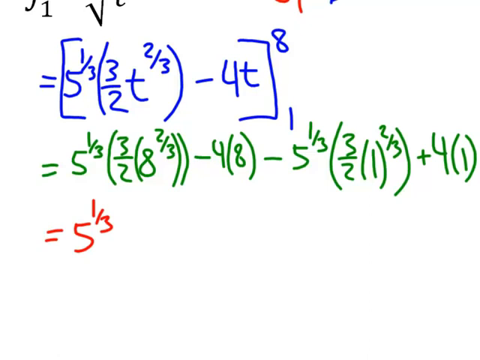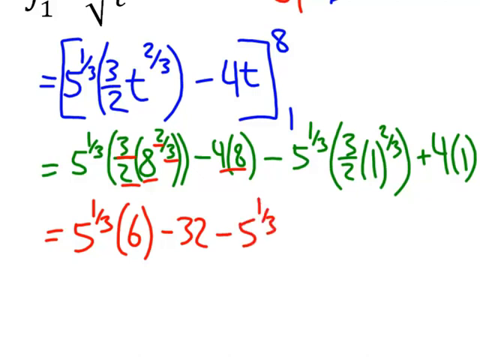So this is 5 to the 1/3, and again, 8 to the 1/3 would be 2, and then squared would be 4. 4 times 3 is 12, divided by 2 is 6. Minus 4 times 8, which is 32, minus 5 to the 1/3, and then times 3/2, plus 4. Okay, don't have a lot of choice. This 5 to the 1/3 occurs in two places, and I've got a 6 minus a 3/2, so that's like a 12/2 minus a 3/2, so that's 9/2.